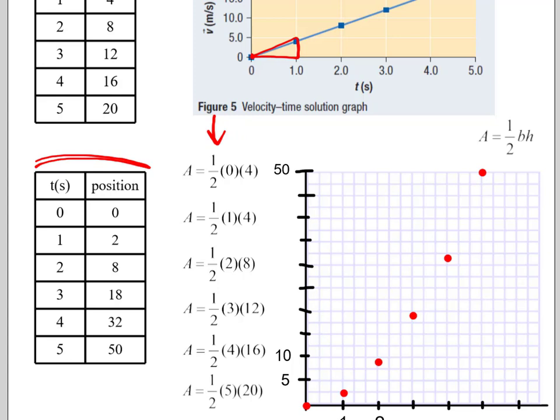Okay, and if we take all of these points here that are generated from finding the areas under the VT graph, and then we plot them over here, we get, no big surprise here, the curved graph of non-uniform motion that we've already previously discussed. So here is our curve of accelerated motion, and we've developed it straight from our acceleration time graph.